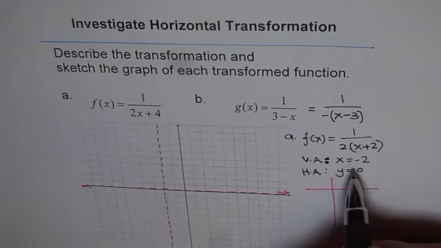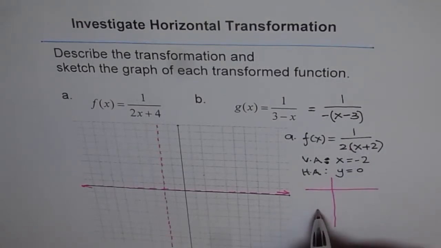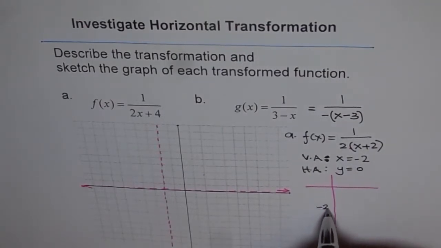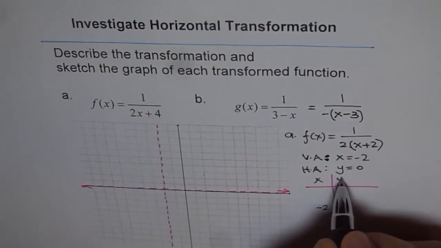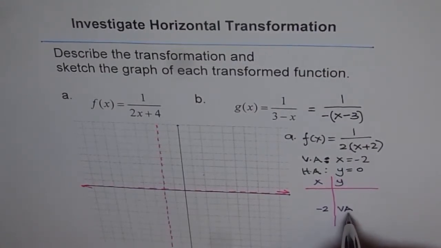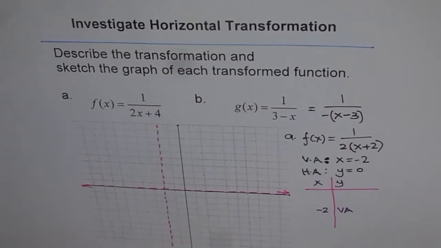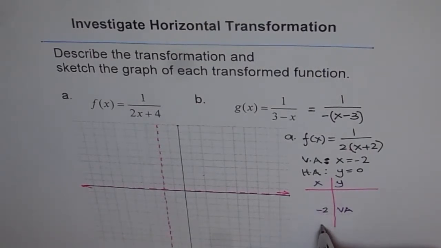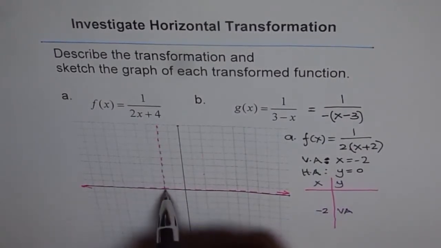Now here, let's write x equals minus 2, right in the center. So minus 2, this is my x value, and we'll calculate the corresponding y value. When I write minus 2, I know this will be the vertical asymptote. So we say this is the vertical asymptote. Now we are clear. The other points which we have to check are the points away from minus 2.